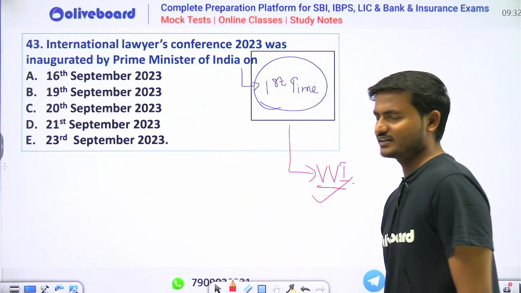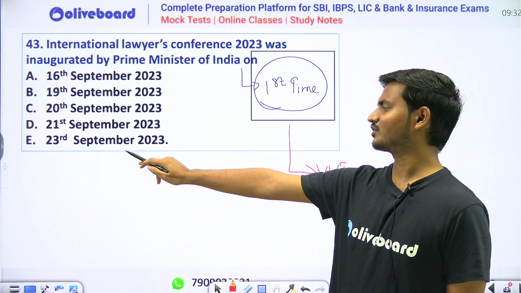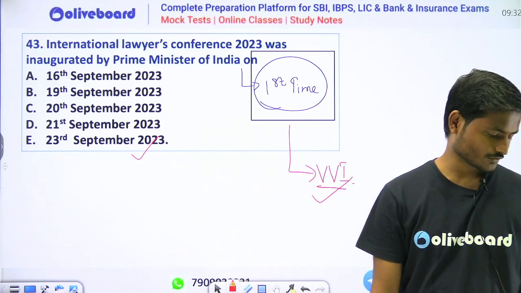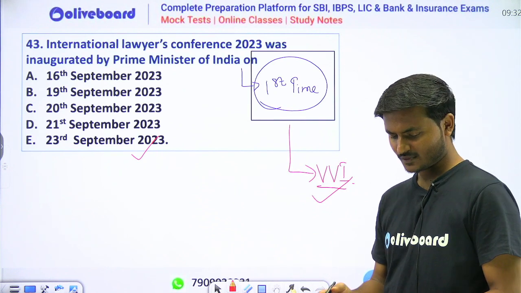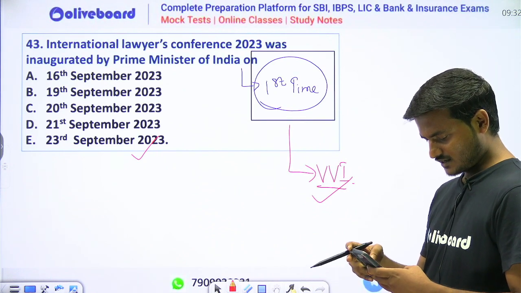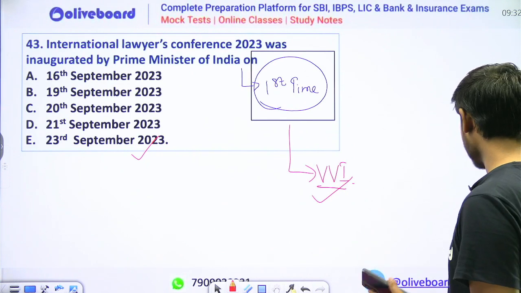It happened for the first time. Remember the date, it was held on 23rd and 24th. It was a 2-day conclave, a conference, so 23rd and 24th, so it was started on 23rd of September. Okay, now let's move forward.